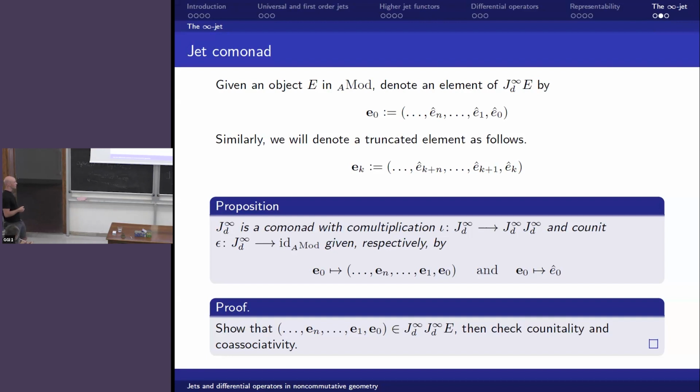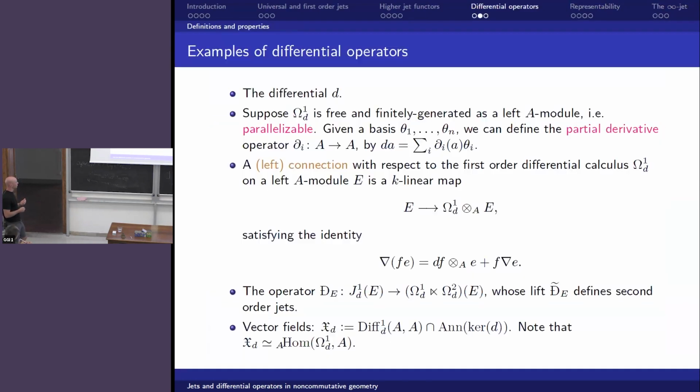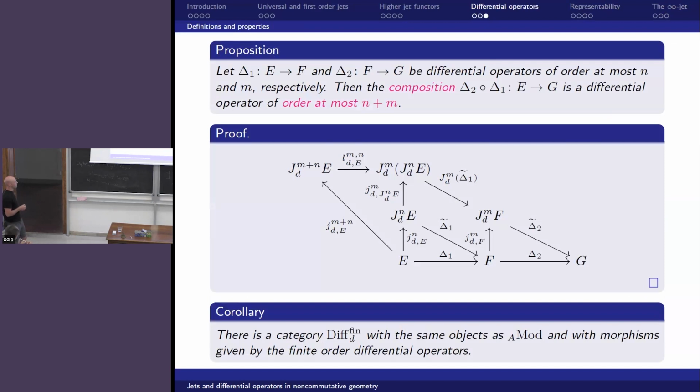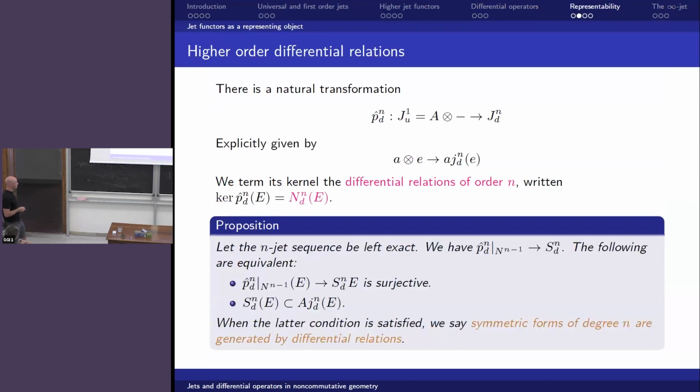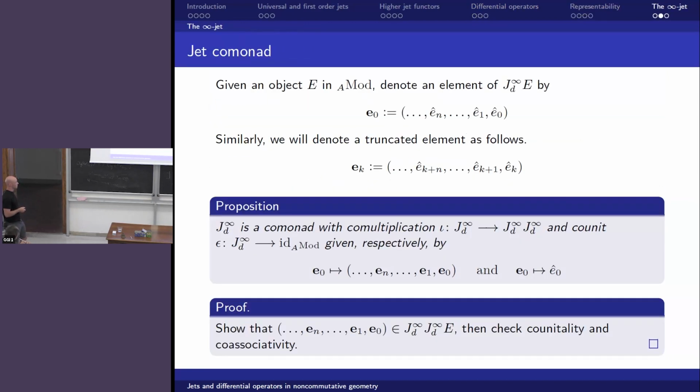So this jet comonad is necessary in order to compose infinite order differential operators. So the map which was called L before, if I go back to this diagram, if I want to compose infinite order differential operators, I no longer have this map here. What I need is some sort of comonad which is compatible with the infinite jet prolongations. And then you can compose infinite order differential operators. And this is precisely the map which allows you to do this.